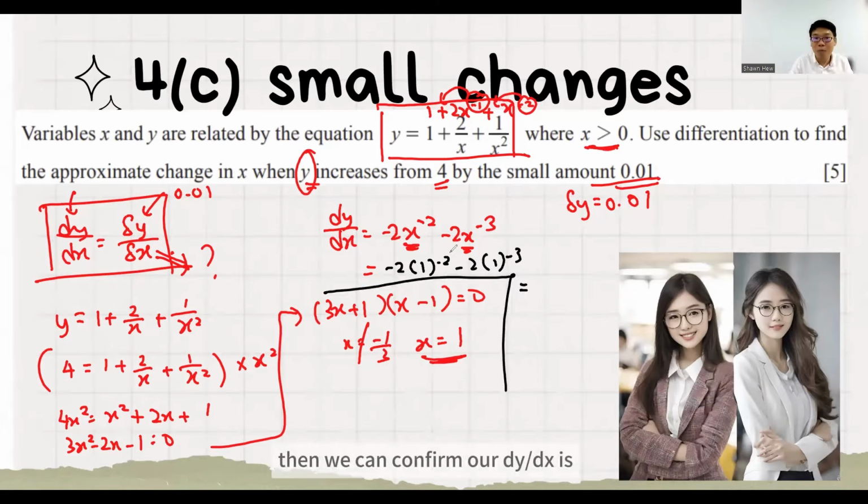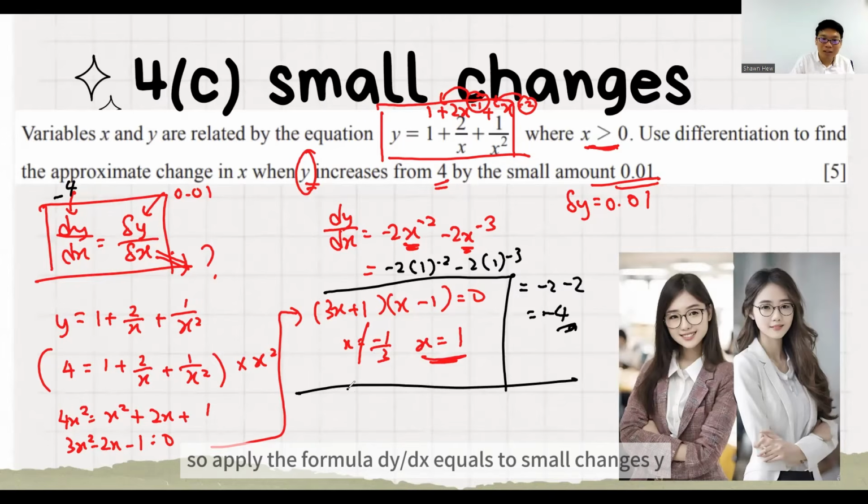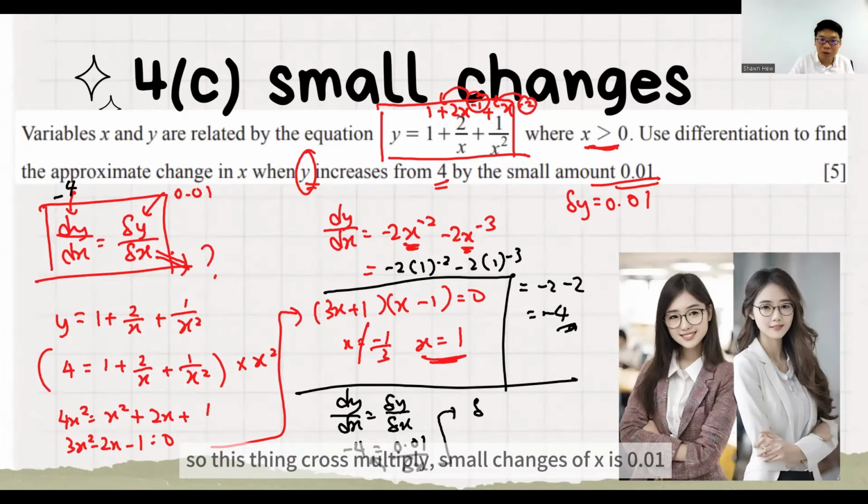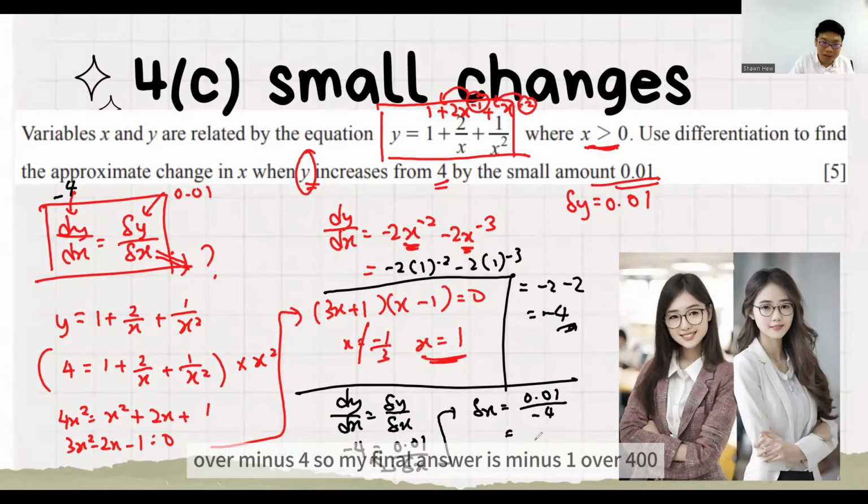Then we can confirm our dy/dx is minus 2, which is minus 4. So apply the formula: dy/dx equals small change of y over small change of x. dy/dx is minus 4, small change of y is 0.01, so the small change of x is unknown. Cross multiply, small change of x is 0.01 over minus 4. So my final answer is minus 1 over 400.